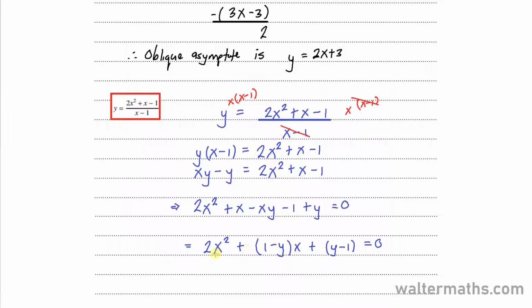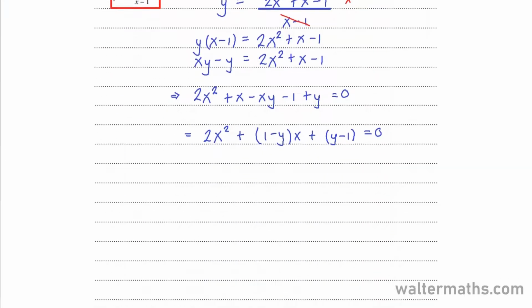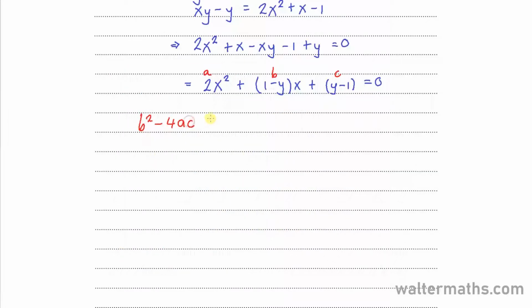So we now have a quadratic form of an equation where we can treat y like a constant. Okay, so we now want to prove, according to what they say, that there is no point on C for which y ranges between 1 and 9. So this equation that we have obtained does have real roots. And in order for us to find the values where there are no points on the curve, b squared minus 4ac is going to be less than 0. That is, if there are no points on C to satisfy the equation. Okay, so let's work on that.